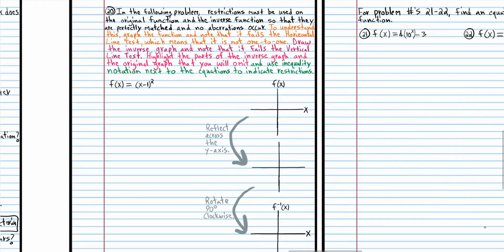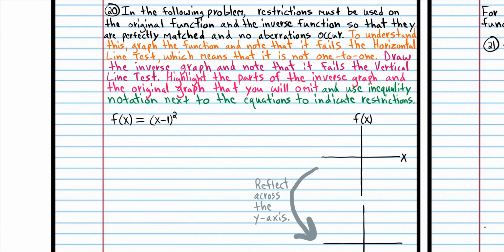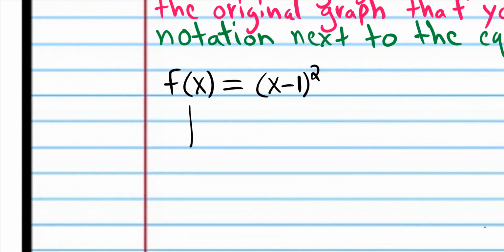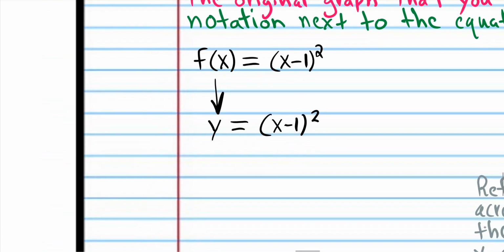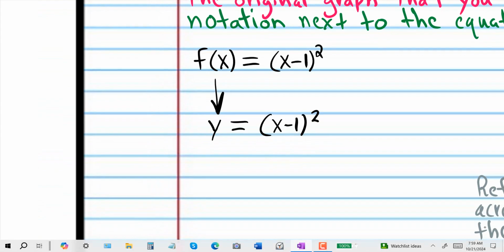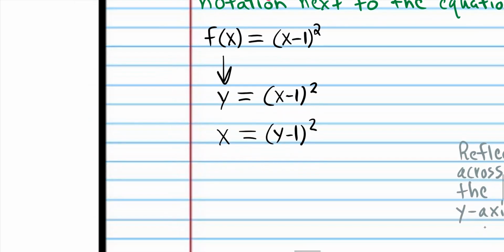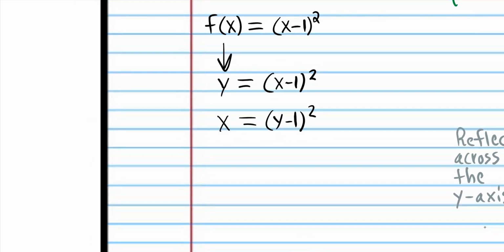Okay, we're back. So we're going to find the inverse function. And to do that, we first change f of x to y because that just makes it easier to deal with the algebra. Then we're going to switch the x and the y values. So we're going to change y to x and x to y. Then we're going to solve for y.